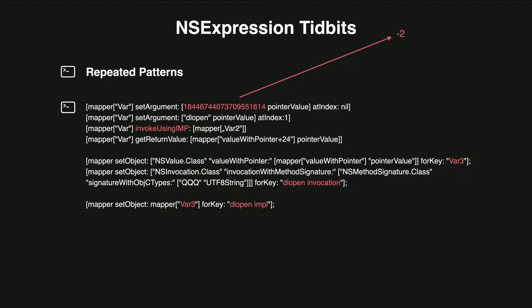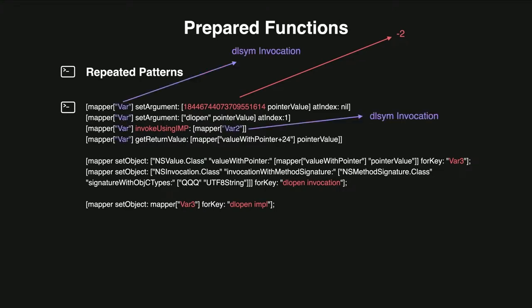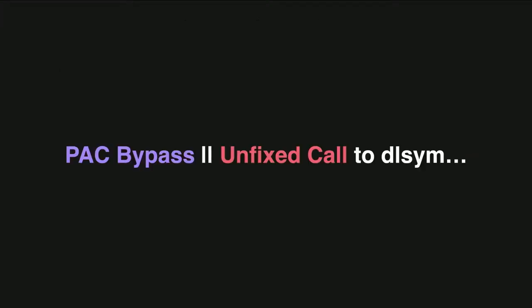So what NSO wants to do is call specific C functions. Those are not present in the MessagesBlastDoorService. That means they need to have a way to use DLSym. But DLSym is not available, so that means they either need to have a PAC bypass or they need to have an unfixed call to DLSym.